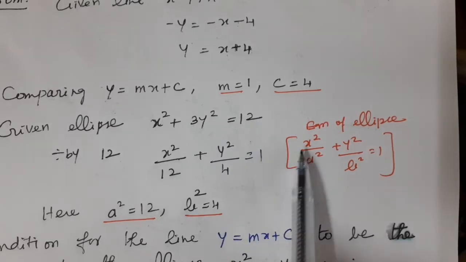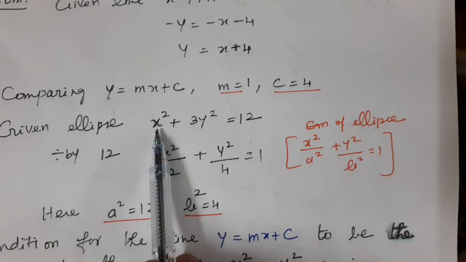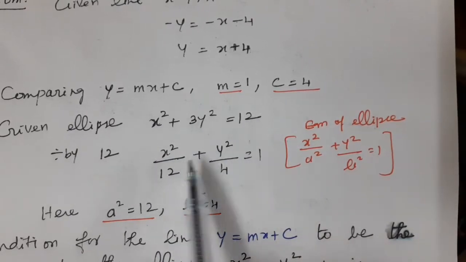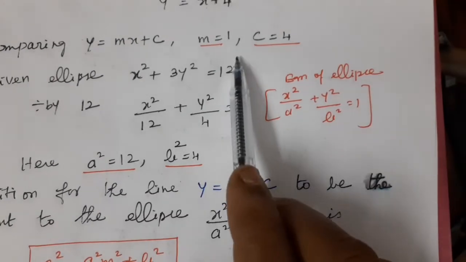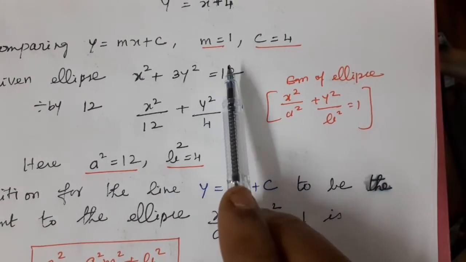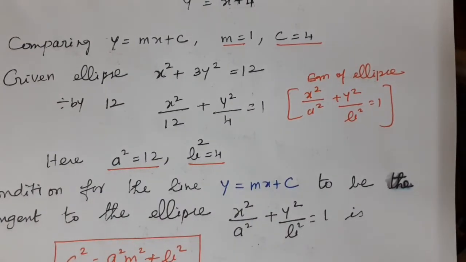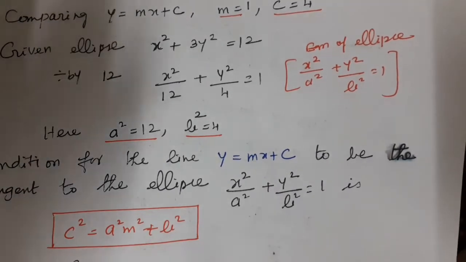So we make the form x square by a square. There is no coefficient in both x square and y square. On the right hand side we need 1. Therefore, the number on the right hand side divides the whole equation. So we divide the given ellipse equation by 12.